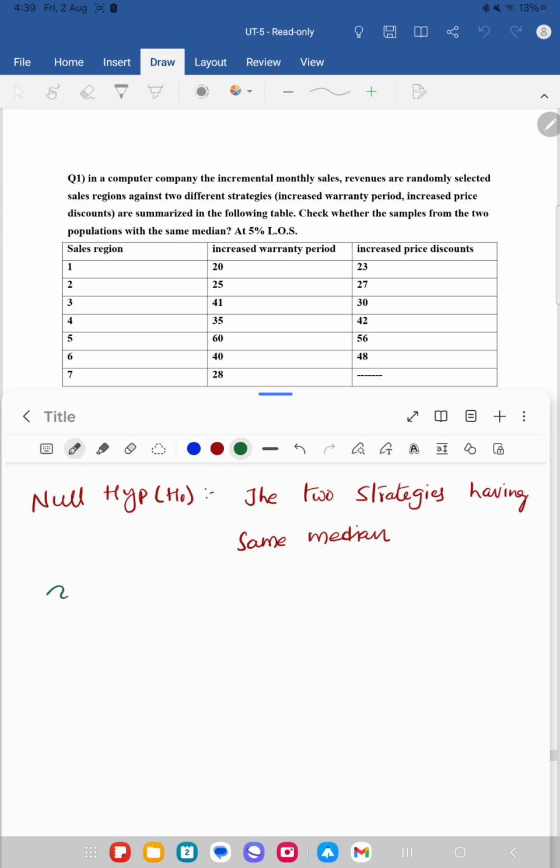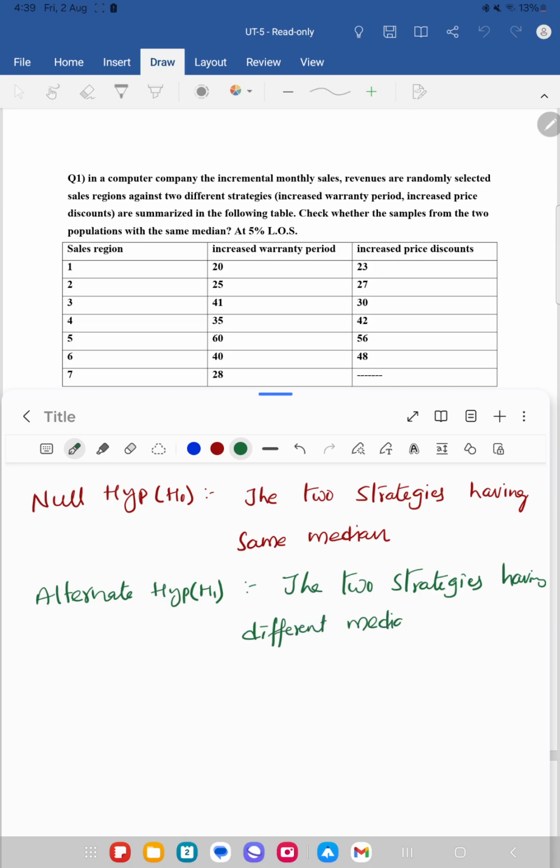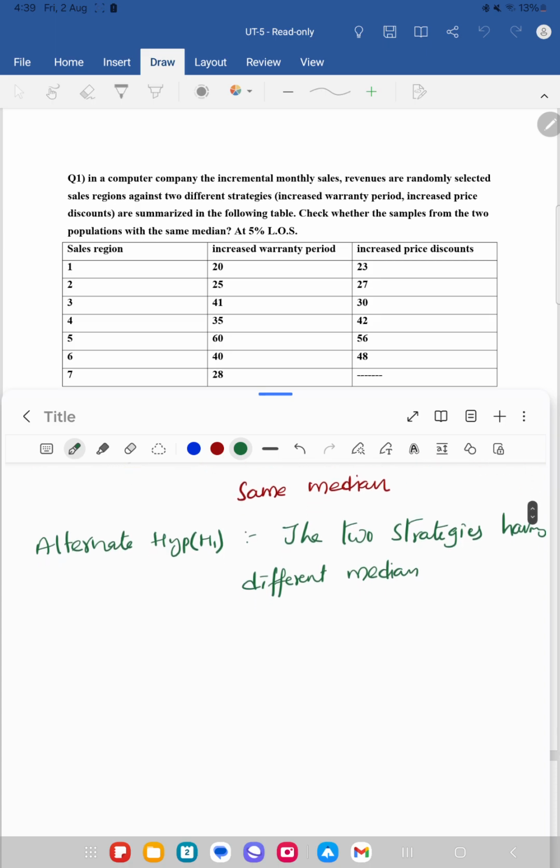Coming to the alternate hypothesis, H1, we need to take the opposite. So the two strategies having different medians. Now coming to step 3, level of significance. It was alpha, and it was given that alpha is equal to 5%.